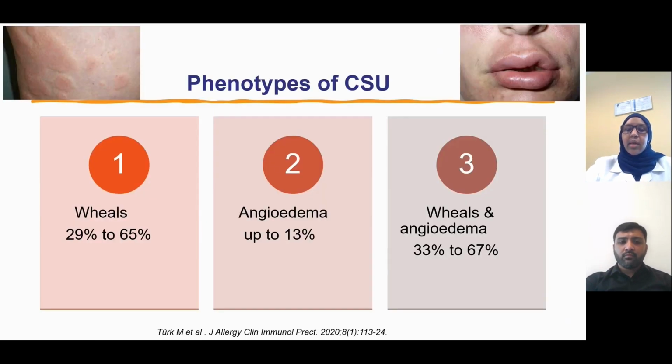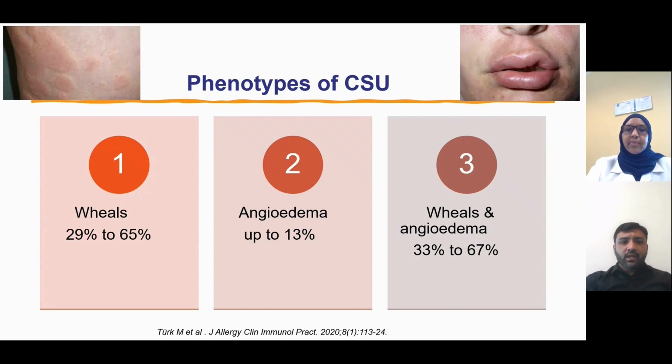So in chronic spontaneous urticaria, what we have been trying to use biomarkers for is to define disease phenotype and endotype and monitor the treatment response. Ramzy, please, can you tell us about the phenotypes of CSU?